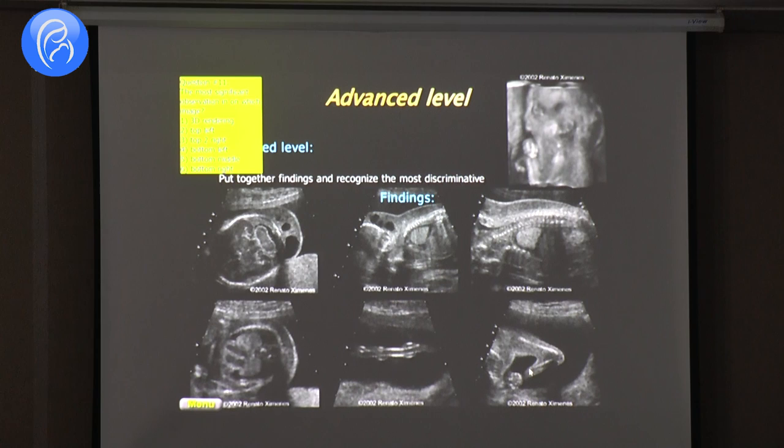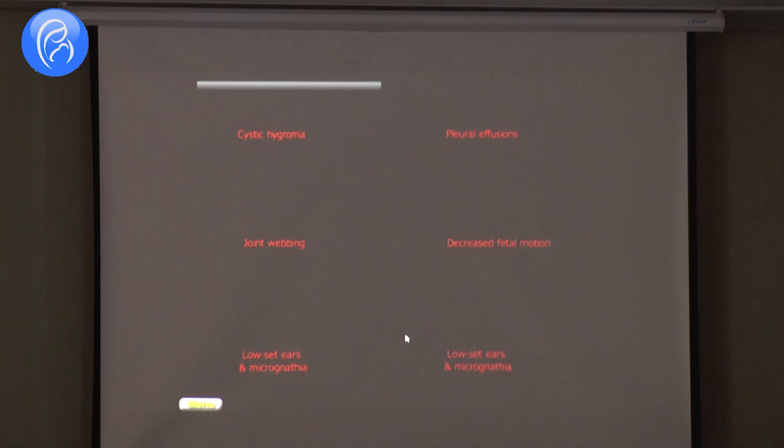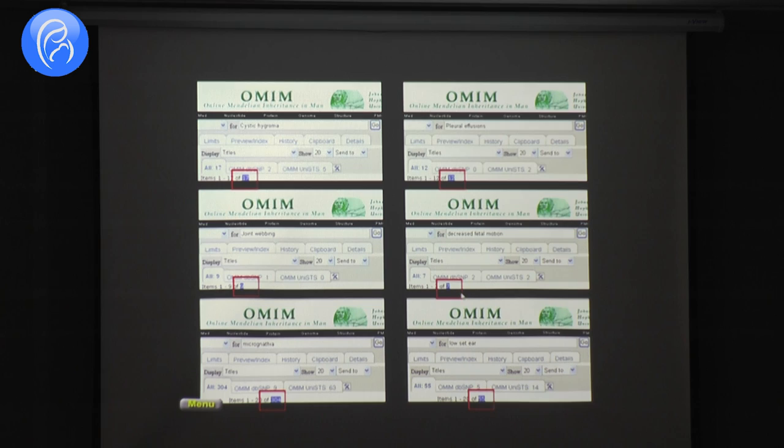What's happening with the face? How about the mouth? Micrognathia. Low-set ears. Retroverted ears. Okay? So we put this into OMIM. And OMIM doesn't talk about fetal things. So this is not a good choice. So joint webbing here has 9. Decreased fetal motion 7. We put them together, but OMIM doesn't work with fetuses, so that doesn't work.